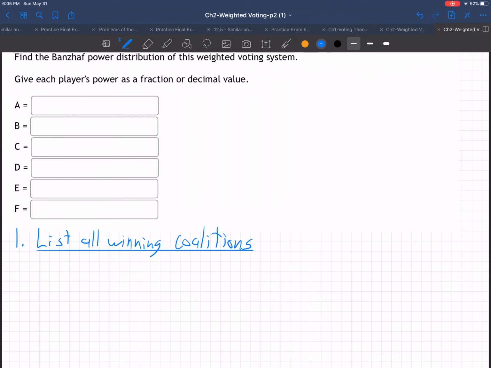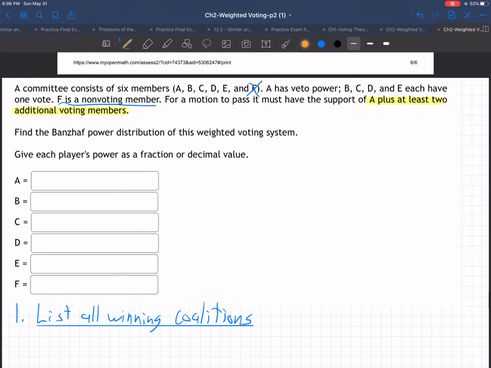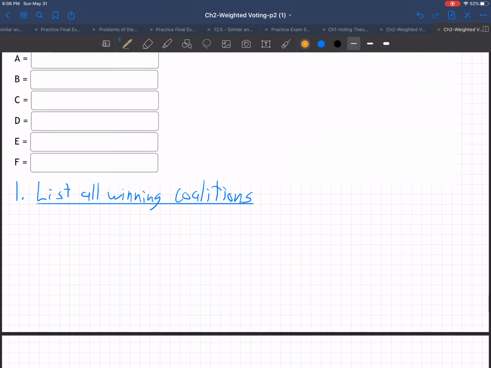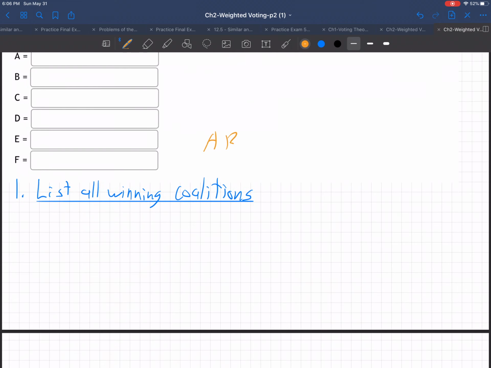So, how do we get a winning team? Well, again, you've got to have A plus 2 additional voting members. Let me right now just say forget about F. I'm just not going to bring F into the problem. F has nothing to do with passing a vote. He's a non-voting member, so just pretend F isn't even there. Who cares about him? Just A, B, C, D, and E. Let me just write that up here. A, B, C, D, and E is all I'm looking at. They're the only ones that affect anything.